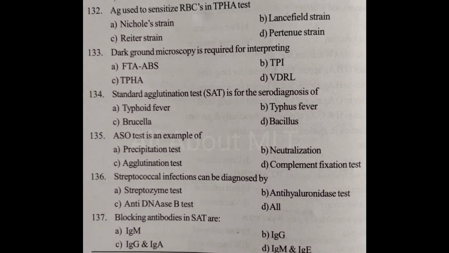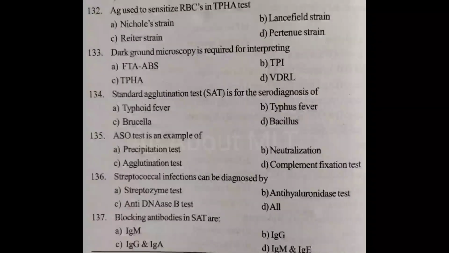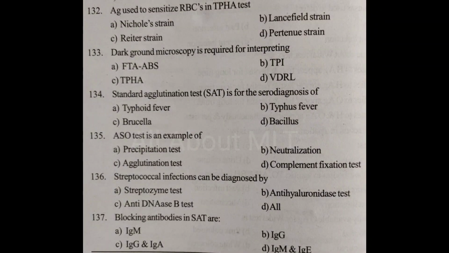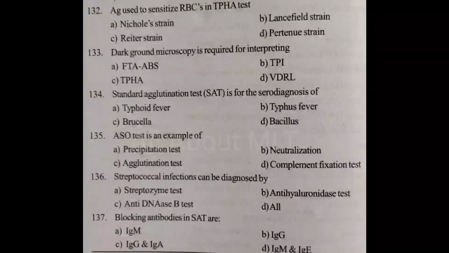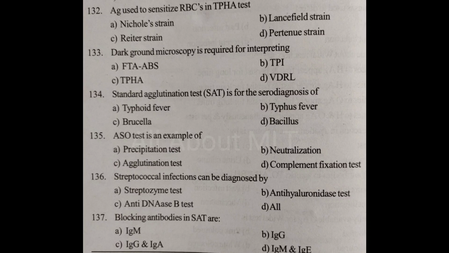Antigen used to sensitize RBC in TPHA test. Option A, Nichols strain, option B, Lancefield strain, option C, Reiter strain, option D, Pertinu strain. Answer is option A, Nichols strain.